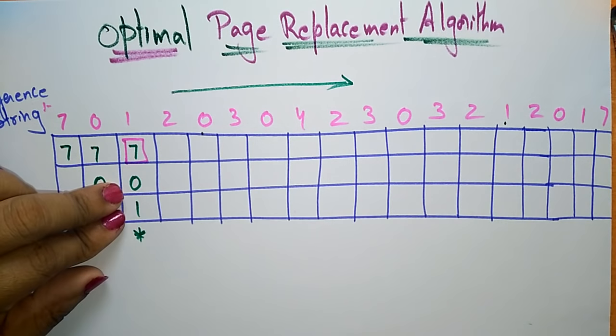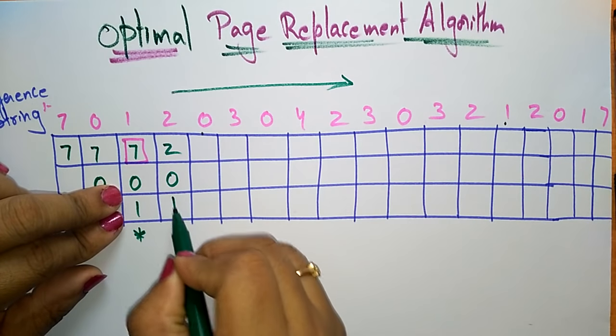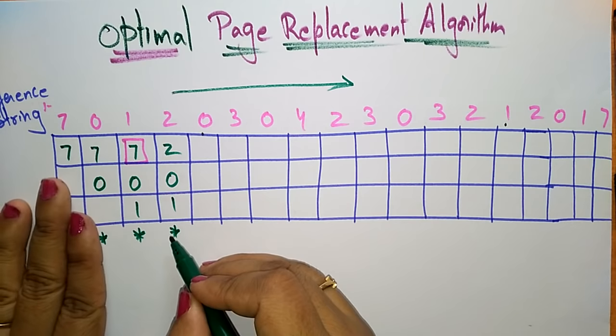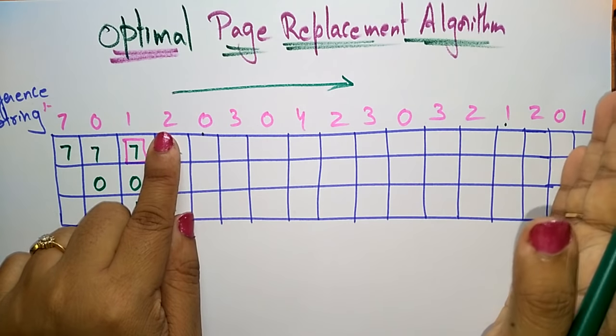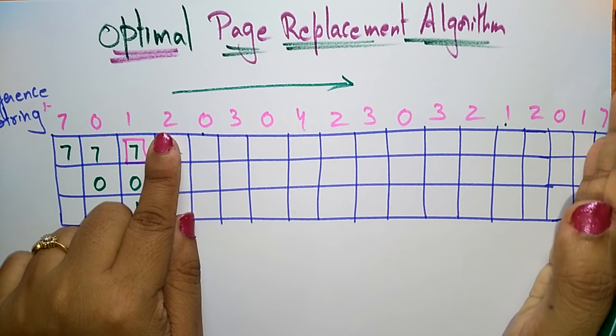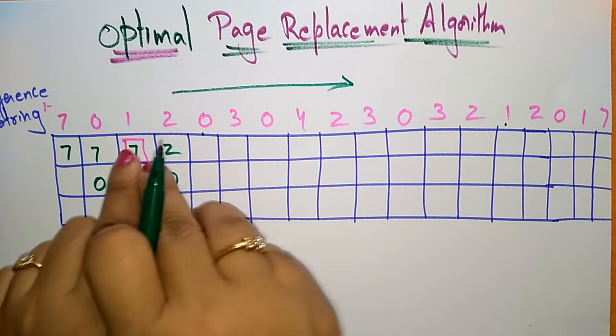Just replace the 7 and place 2 in place of 7. So this is also a page fault because 2 is not present. Okay. So the optimal page replacement is, you have to replace the page which is not used for the longest time in future. Okay, so the 7 is the one we are using at the very longest time in future. So that page we have to replace.